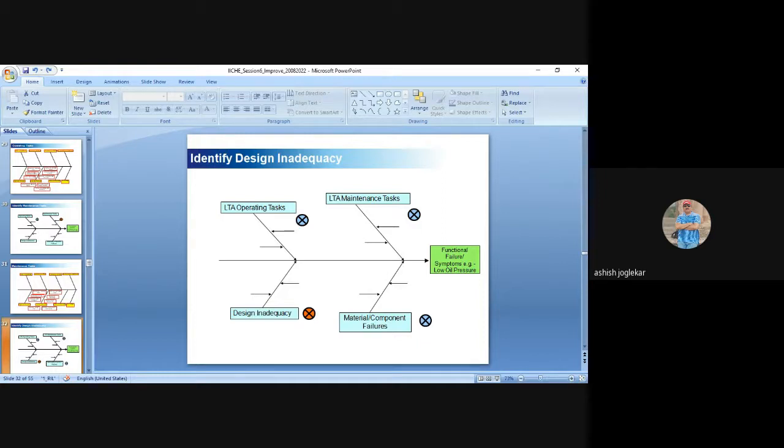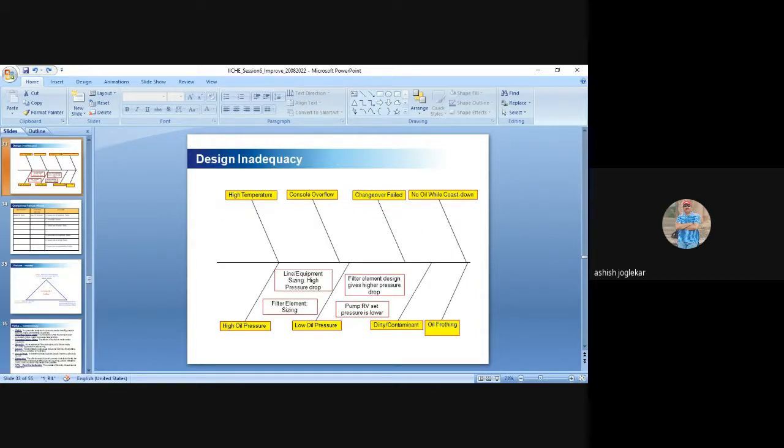Then we have a design inadequacy. Line equipment sizing is not proper. Filter element sizing is not proper. So there is a filter in the pump which must be of some mesh, 40 mesh, 60 mesh, which is not properly used. The mesh is wrong. So a lot of dirt is entering, or the flow is not proper due to wrong mesh. And equipment sizing is not proper. Say pump discharge line must be 8 inch, but you are given 6 inch design, so it is having a low flow. So all these things are design problems.